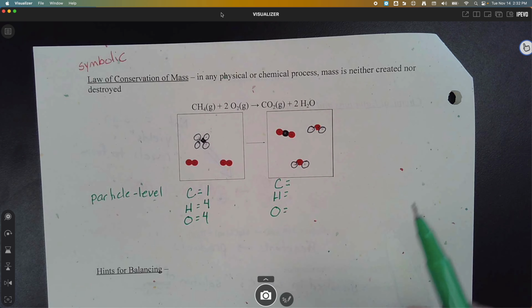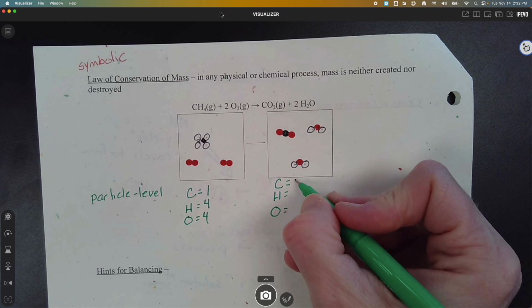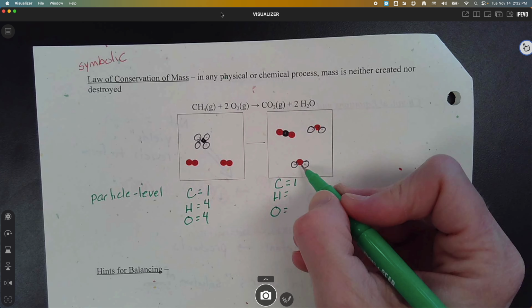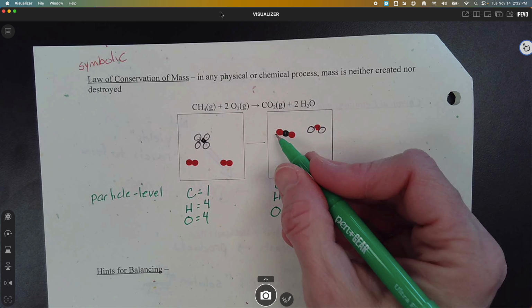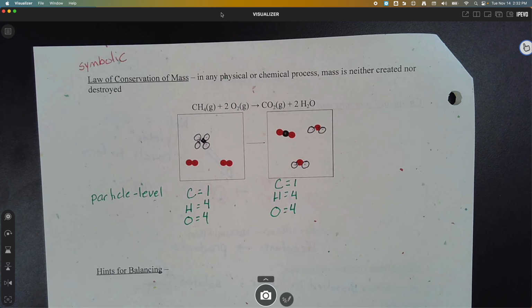And in the end, black carbon atoms, I have 1. Hydrogens, 1, 2, 3, 4. Oxygens, 1, 2, 3, 4. And so that's how we've made the law of conservation of mass sort of work. And that's how we followed it. We've made sure that we have the same number and same type of particle on each side.